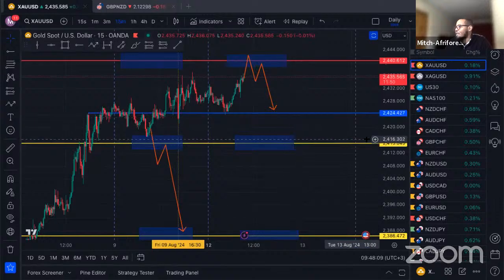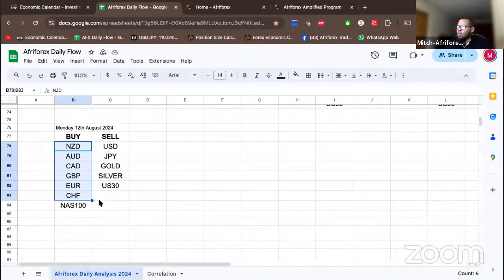So I hope that's clear for all the currency pairs, including gold, silver, as well as the indices. So I can address some questions in the Q&A section if there are any.